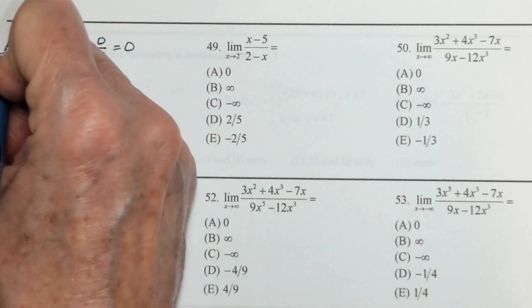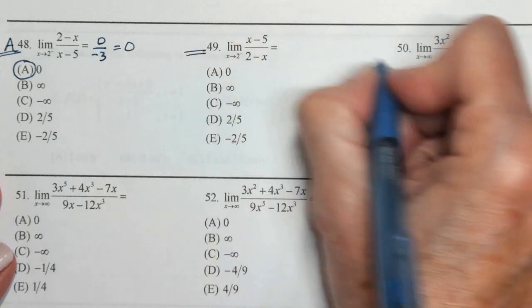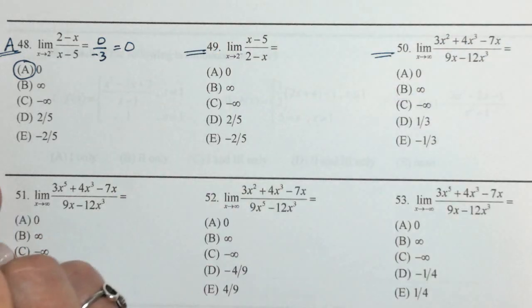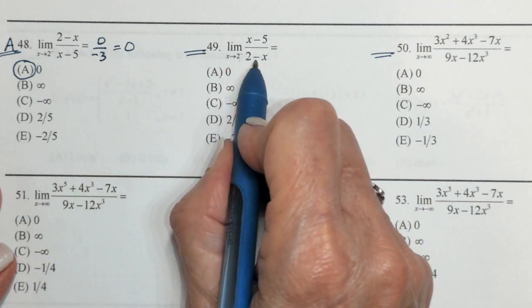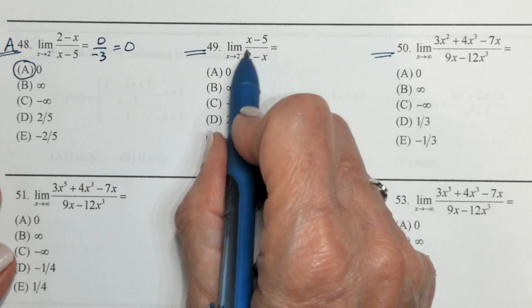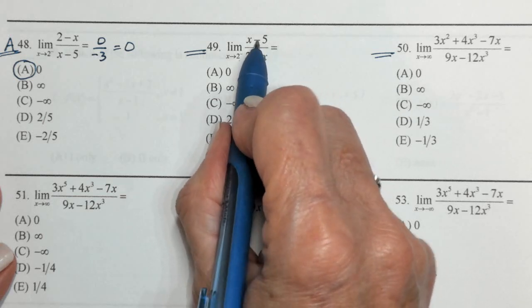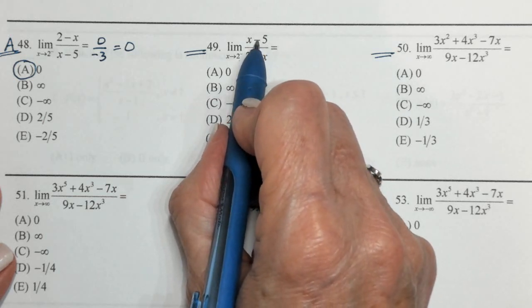I don't have any little lines on these. We'll make our own little lines. Okay. Alrighty, next one. Now we're approaching 2 from the left. Now the bottom will be 0. Is the top 0? No, it is not.